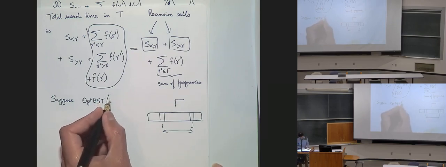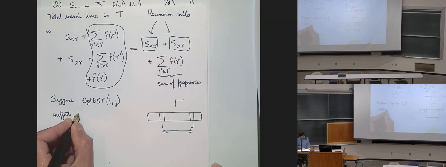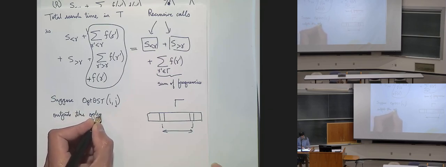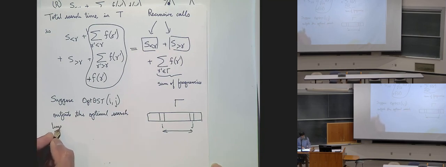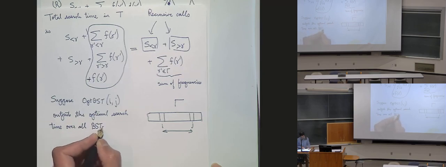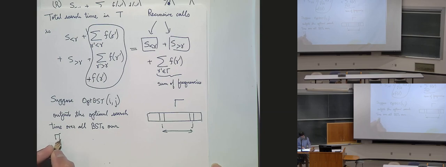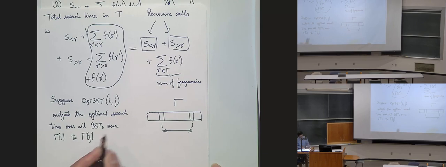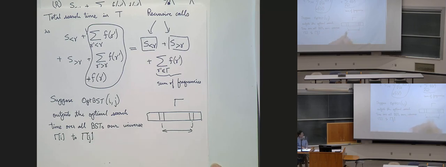So I'm going to write this down. Outputs the optimal search time over all BSTs over gamma of i to gamma of j, to this portion, over that universe. Does that make sense?